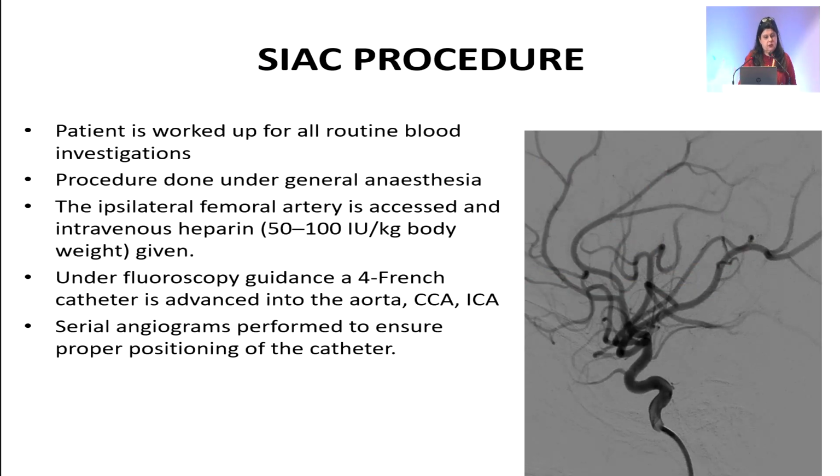And how is the procedure done? This procedure is done basically under general anesthesia. The ipsilateral femoral artery is accessed, and then intravenous heparin is used, and the whole procedure is done under fluoroscopic guidance. A 4 French catheter is advanced first from the femoral artery into the aorta, then the common carotid artery, and then into the internal carotid artery. Throughout the procedure, serial angiograms are performed to ensure that the catheter is properly positioned.